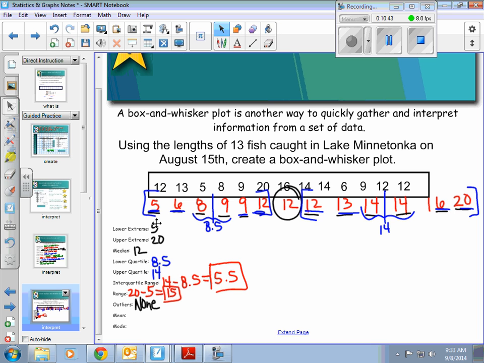Okay. My mean, so I need to take all my numbers, add them up, and then divide. So if I add them all up and divide by 13, because there's 13 fish, you will get that your mean is 11.5. And then my mode, I look at which number appears most frequently. Well, I have 2 9s, I have 3 12s, and 2 14s. So the 12 appears the most. So that is my mode, 12.